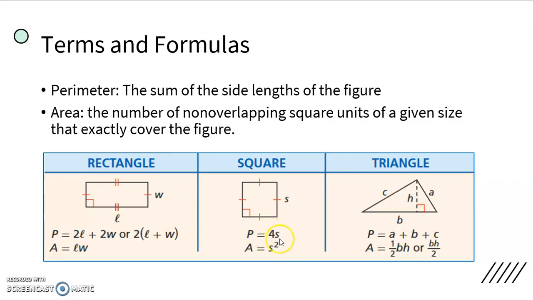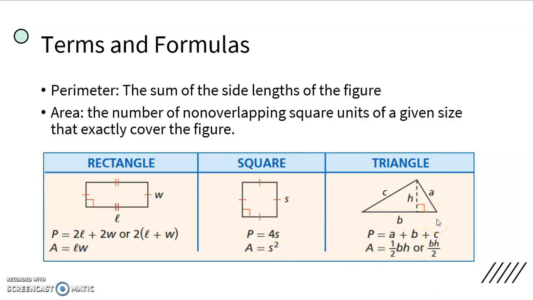For a square, the perimeter is 4 times the side length because all 4 sides are equal. So you can just multiply by 4, or you can do side plus side plus side plus side, which is definitely the longer way, but it would still work. And for area, you can do side times side because they're the same. So it's side squared. You just do the side times itself.